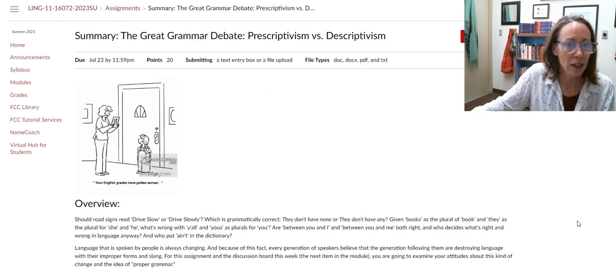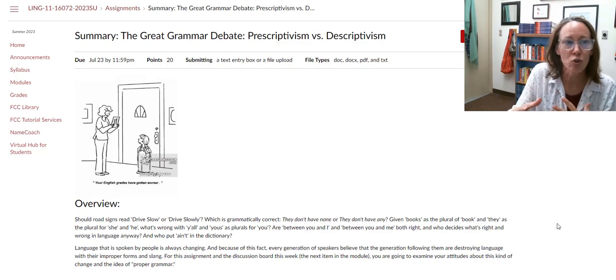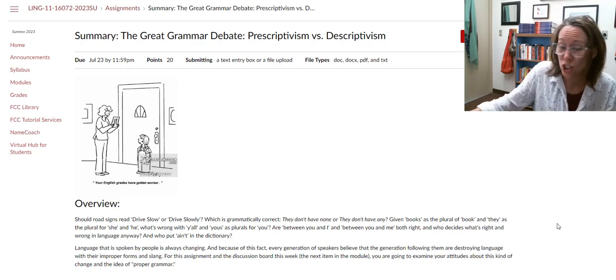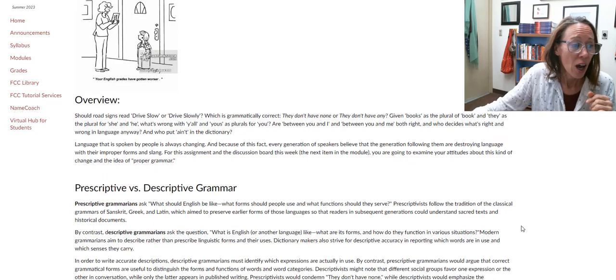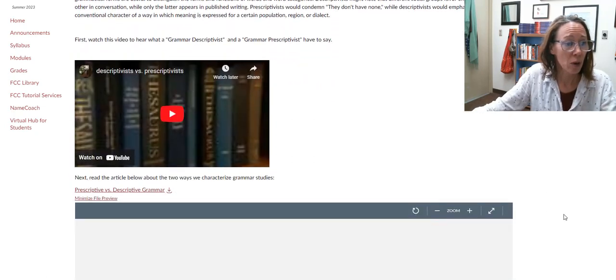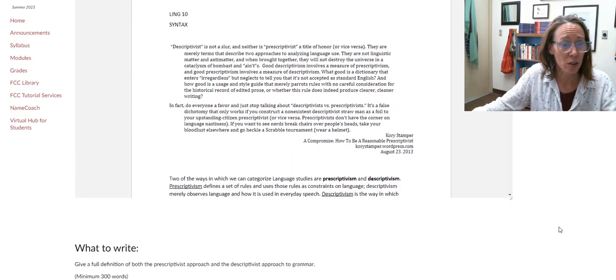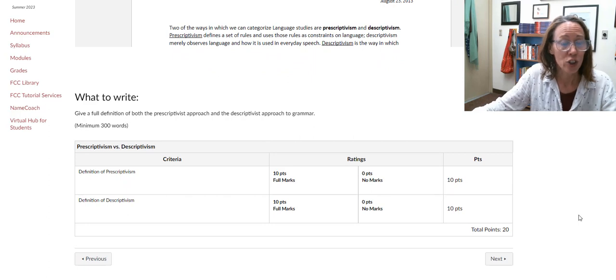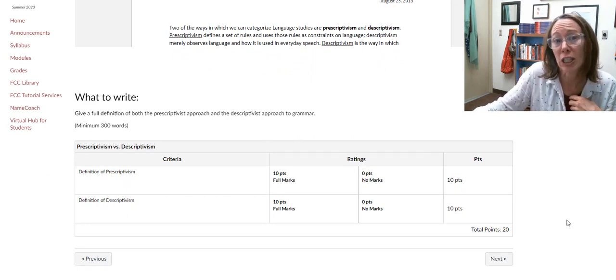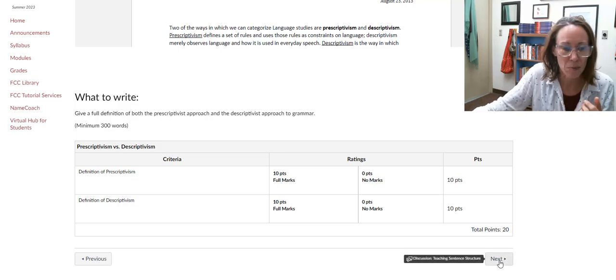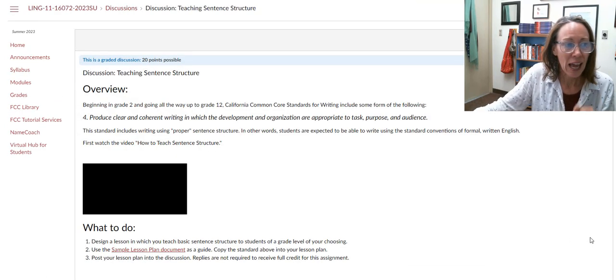Okay, then we've got this idea of prescriptivism and descriptivism. These are two different ways of looking at grammar, analyzing grammar or even teaching grammar. So you can read about that here, watch a video, there's another short little article here, and then you're just going to say which one makes the most sense to you, which one do you feel like you gravitate towards.